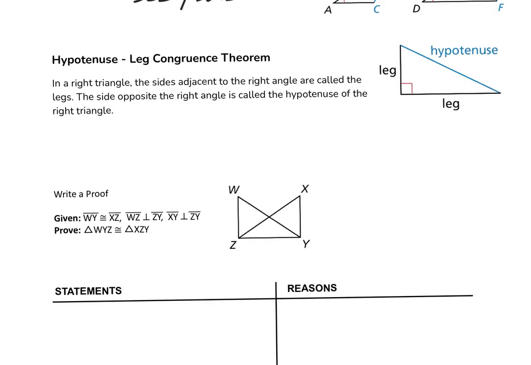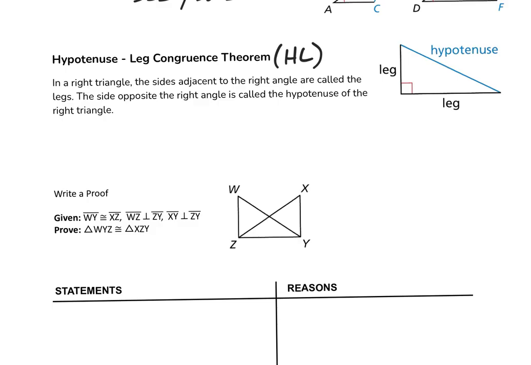Today, we're adding a new one. This one's a little bit different than the others. The others have 3 letters that we use. This one only has 2 letters that we use, but it still has to have 3 pieces. The reason we don't have 3 letters here is in order to use the hypotenuse leg theorem, from here on out, I will call this the HL theorem, so that way you don't have to write out hypotenuse leg every time. HL is hypotenuse leg, okay?